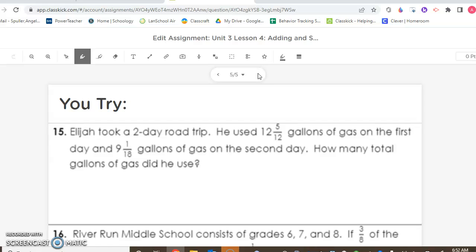Okay, don't worry about 16. Go ahead and work on number 15. Elijah took a 2-day road trip. He used 12 and 5/12 gallon of gas on the first day and 9 and 1/18 gallon gas on the second. How many total? Total's the key word.